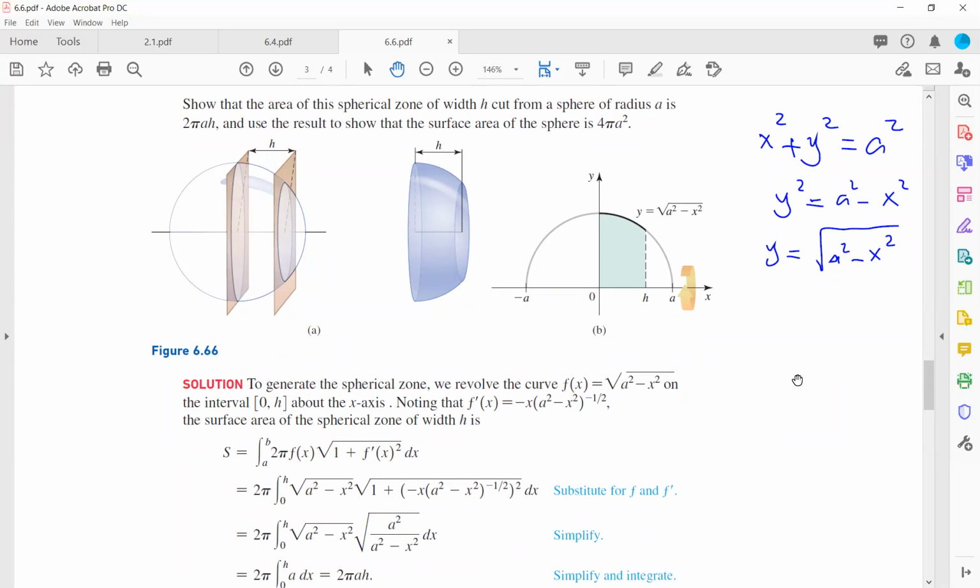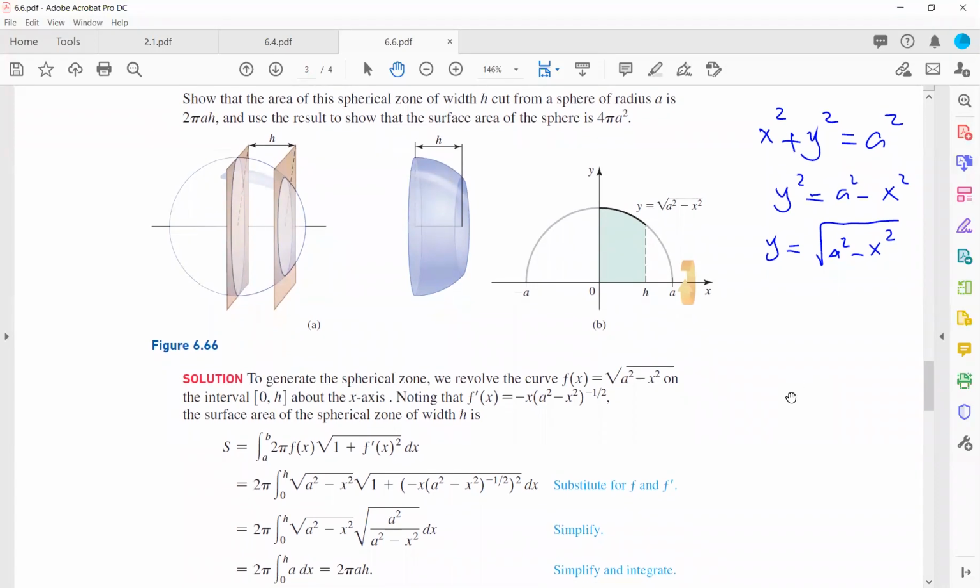To calculate that, we have to take the derivative of this function. The derivative of this function is equal to, first of all, you have exponent a half, so you get a half. The derivative of a squared is 0. The derivative of negative x squared is minus 2x. And then here you have a squared minus x squared raised to a half minus 1, which is negative a half.